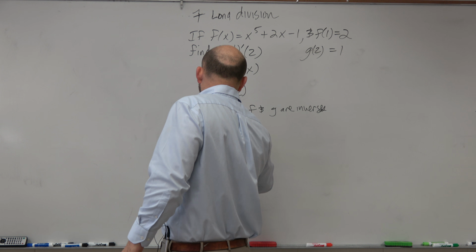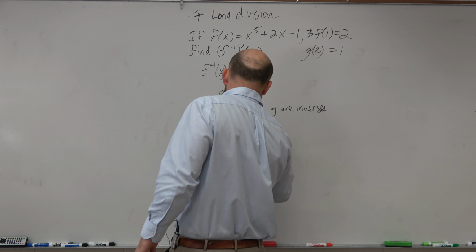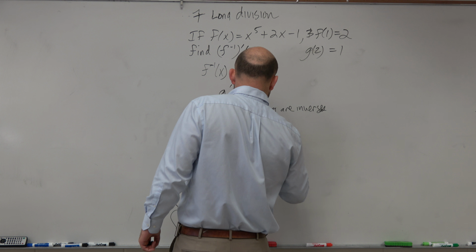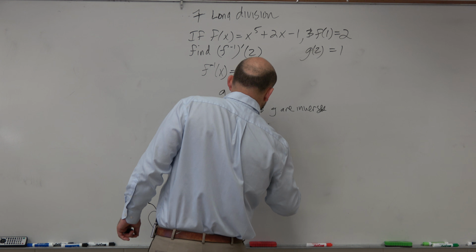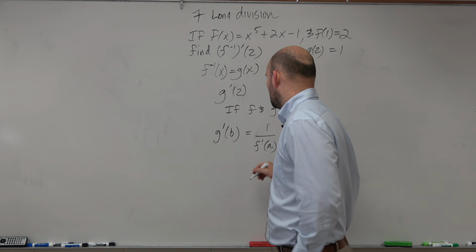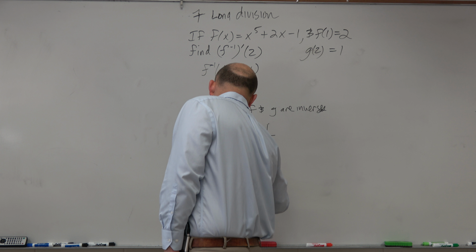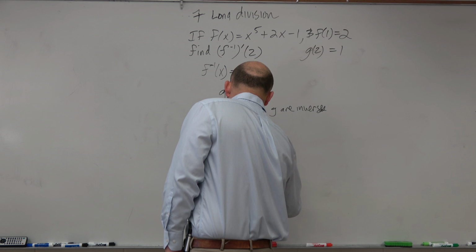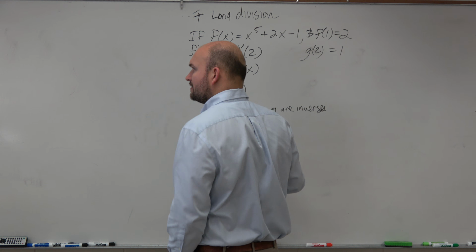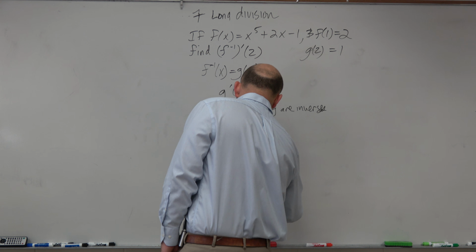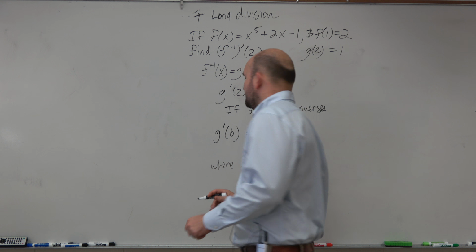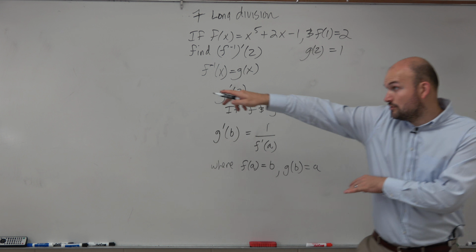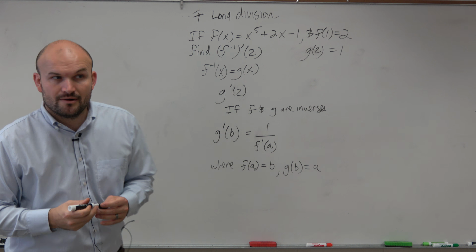And g prime of b is equal to 1 over f prime of a, where f of a equals b and g of b equals a. So remember, that's what I wrote over there on your notes, right?